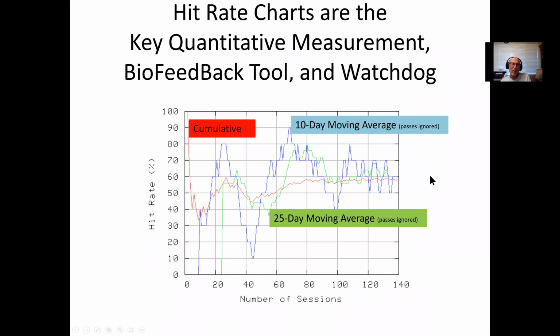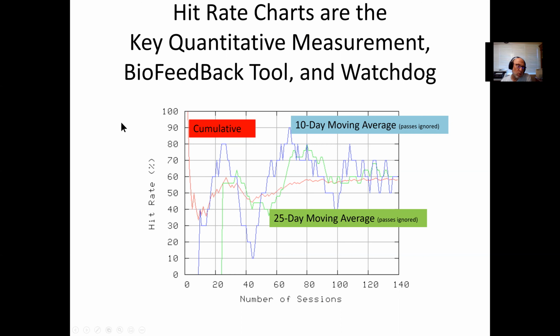Okay, I want to transition now to the hit rate charts. And at first this looks complicated, but I think after I explain it to you, it won't be. These are very important. They're the key quantitative measurement. They are a biofeedback tool, and they are a watchdog. Now, there are 3 curves here. The red curve is the cumulative hit rate.